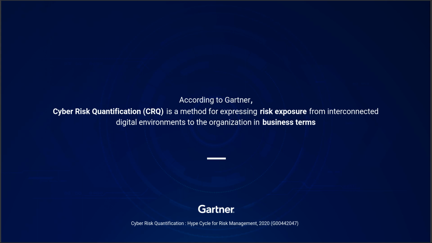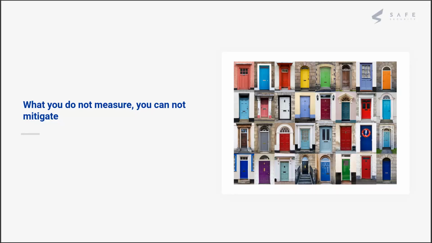In fact, according to Gartner, cyber risk quantification is a method for expressing risk exposure from interconnected digital environments to the organization in business terms. Business terms is the important part, not in terms of, we have X number of CVEs open in our environment, or X number of people clicking on the phishing campaign, and so many incidents that we responded to, etc. The key is, how do you translate bits and bytes to dollars and cents? That is where the magic lies, because that is the business term that everybody understands, and you put things together. So that's the high level overview.